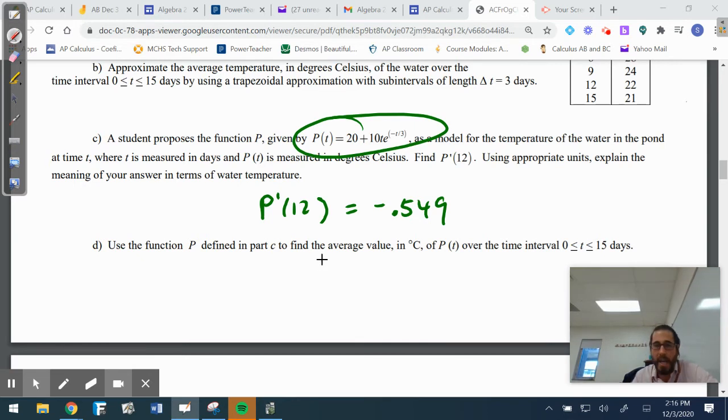And since this is a rate, and the model says t is measured in days and P of t is in degrees Celsius, this would be degrees Celsius per day. Okay, right? Because that's a rate. It's like a rate of change. Remember, when we did the rate of change earlier, it was degrees Celsius over a day.